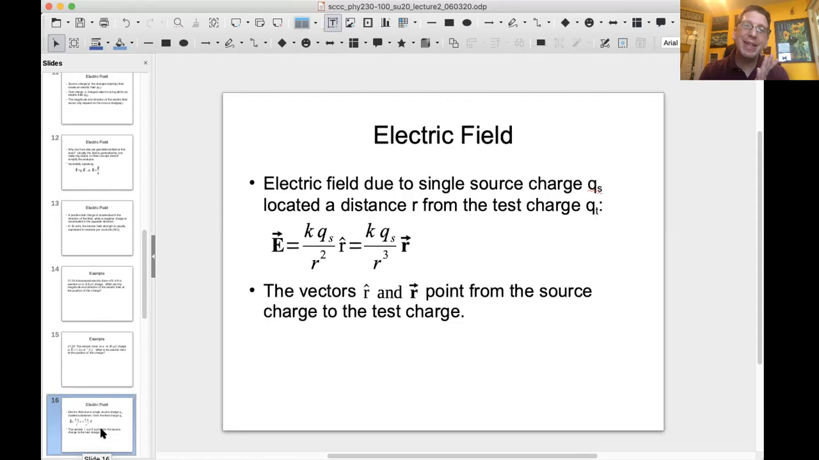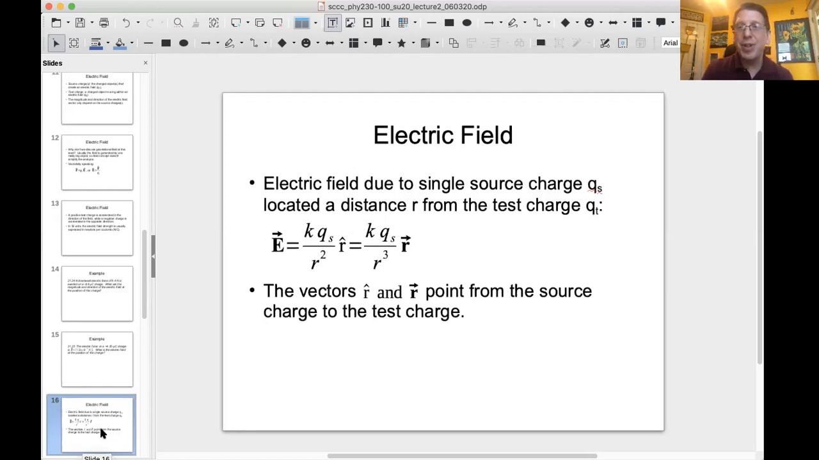So mathematically, basically the same thing, but there's a little bit of a difference. There's a subtle difference you need to be wary of, that you're always pointing from the source charge to the test charge. And again, you can write this as k q_s over r cubed times the vector r, writing it like that as opposed to writing it as a unit vector.